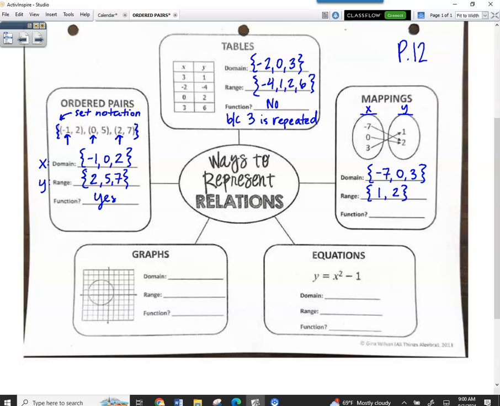I have a challenge question for you. Please look up here at the mappings and answer this question. Not out loud. Let everybody have a chance to answer it in their head. Why is 2 in the range allowed to be repeated? Don't answer out loud. You said it is a function. You're correct. Why is the 2 allowed to be repeated?